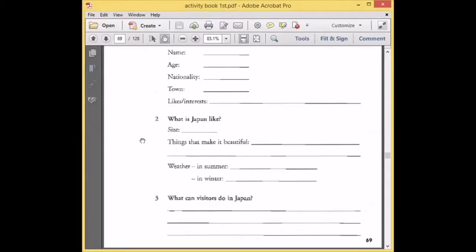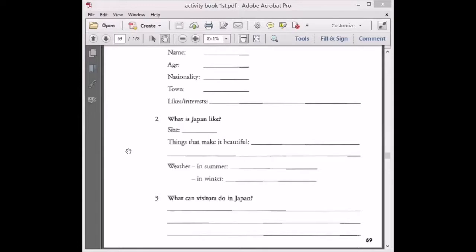Now, number 2, it's about Japan. It's okay, Awab, you will watch the lesson again later on. Now, what is Japan like? Size. Is it a big country? Yeah, it's okay, you can watch the lesson again. So, size: it is not very big.